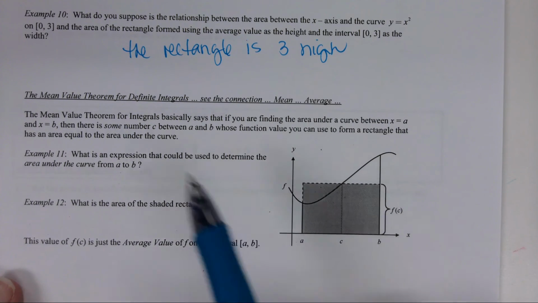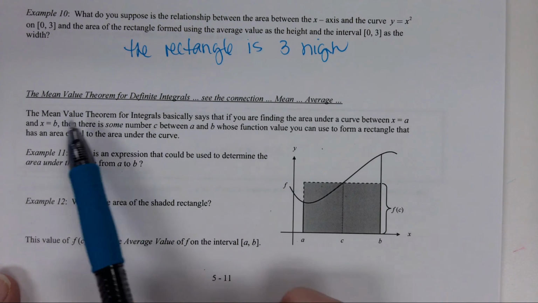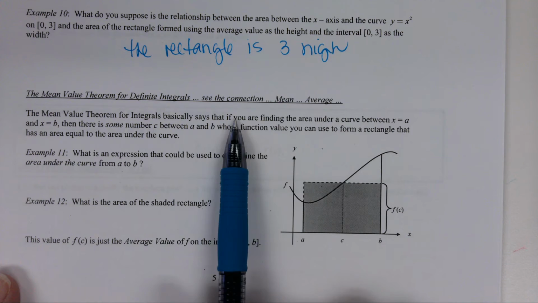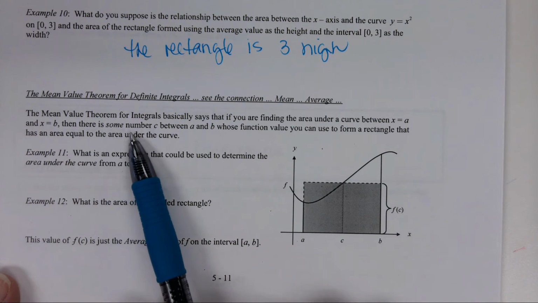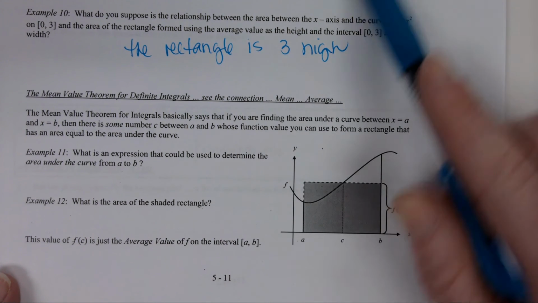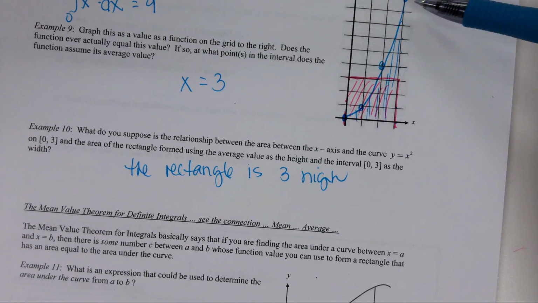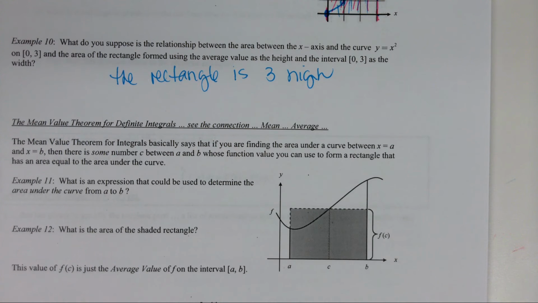So this is called the mean value theorem for definite integrals. The mean value theorem for integrals basically says if you're finding the area under a curve between x equals a and b, then there's some number between a and b whose function value is the average. So somewhere in here it hits a 3. On this one it happened to be at the endpoint, but basically somewhere in there it does hit that value of 3.